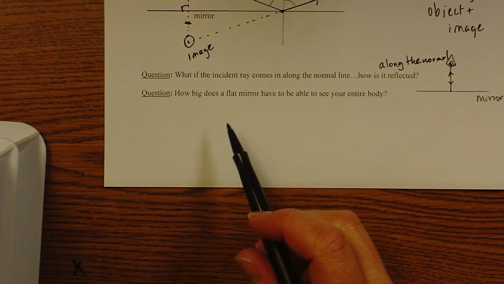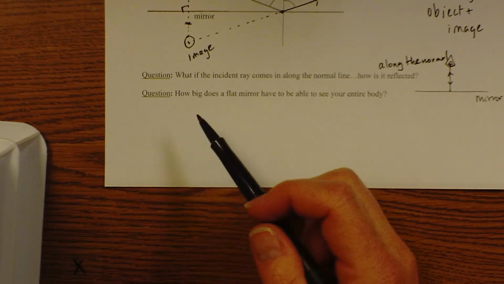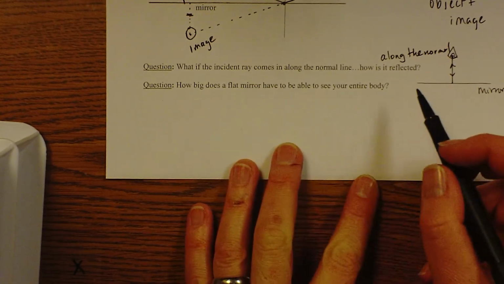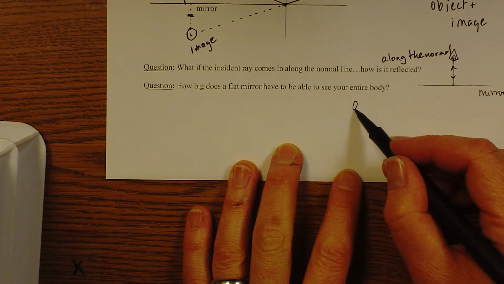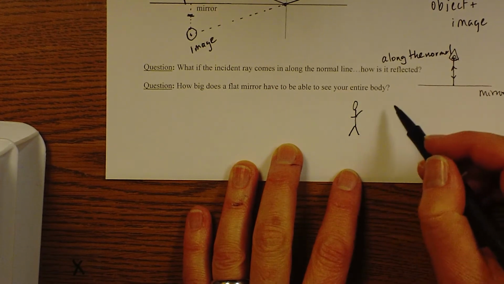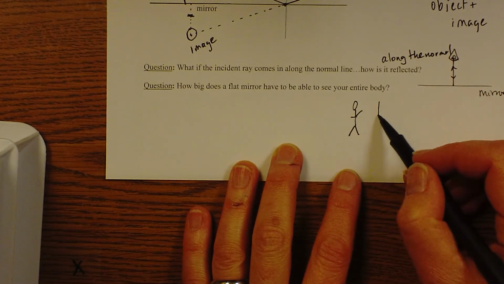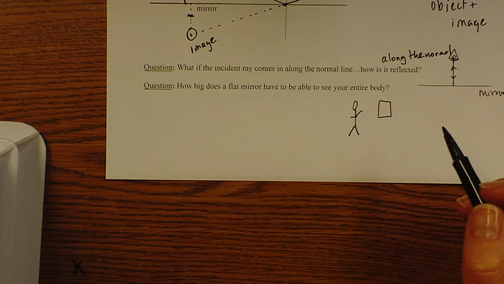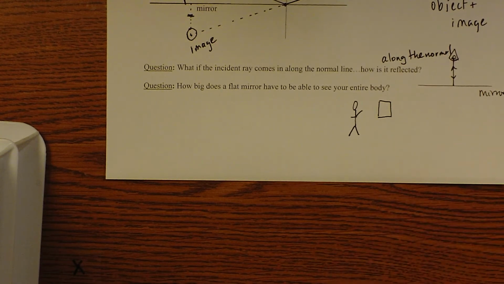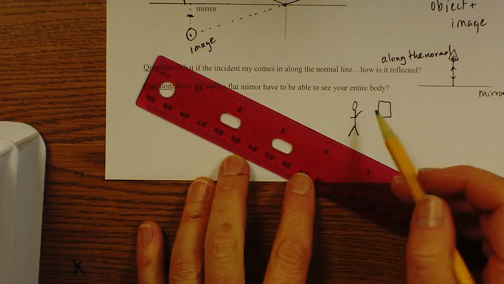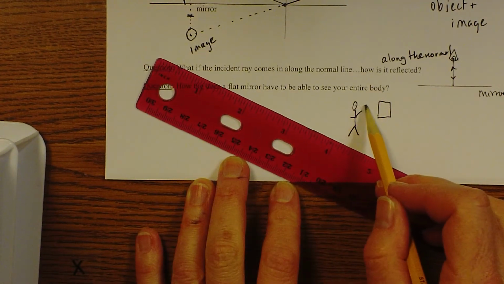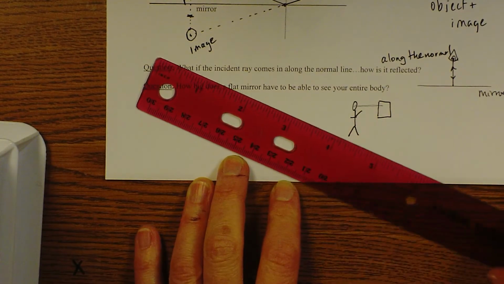Here's another thinking question. How big does a flat mirror have to be to see your entire body? Well, let's draw a little sketch. A person and a mirror. In order to be able to see their entire body, the mirror has to be half as tall as the person. At eye level, the light ray is going to bounce to the mirror and bounce straight back.